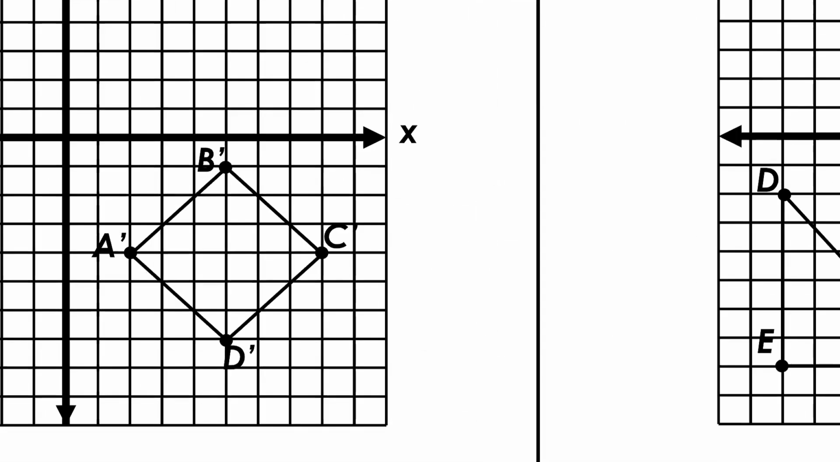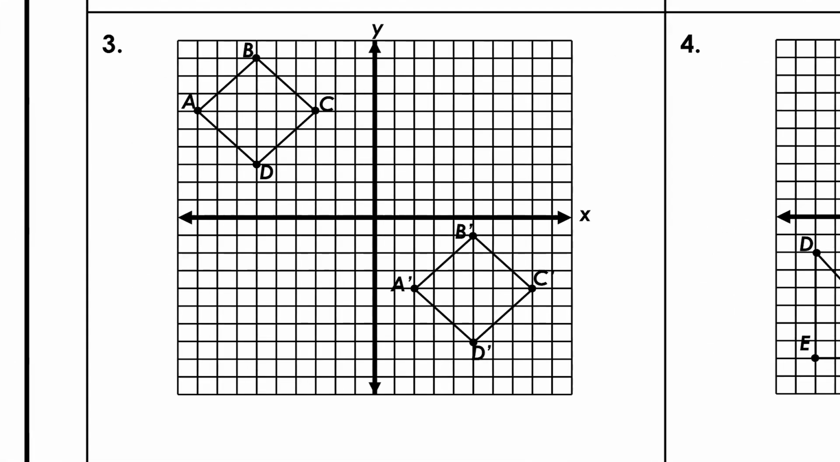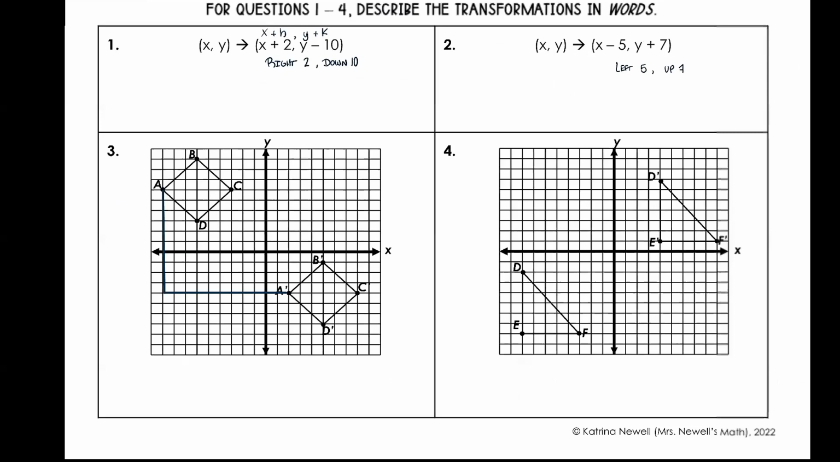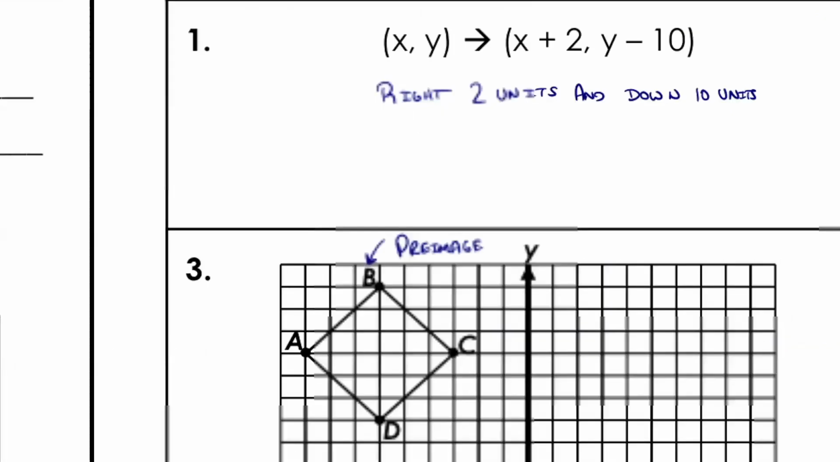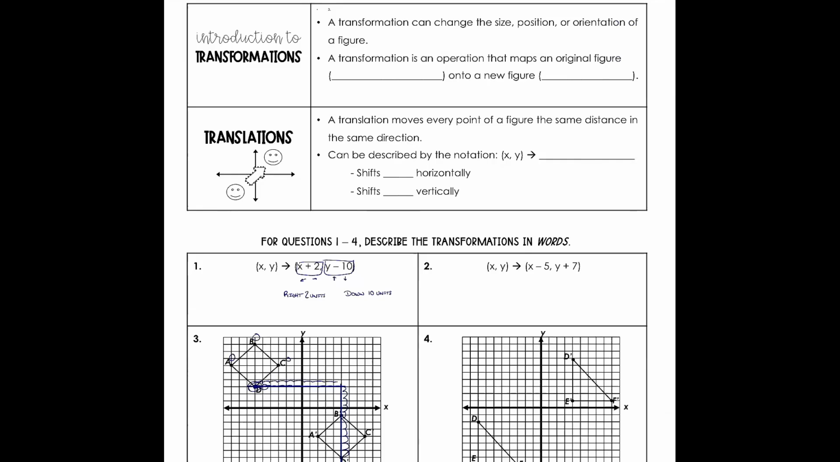So we kind of treat this like slope almost. We're going to start at any of our vertices, A, B, C, or D. It does not matter because they're all going to travel the same direction, the same distance. I'm going to go down here to my A, and I'm just going to connect so I can count a little easier.